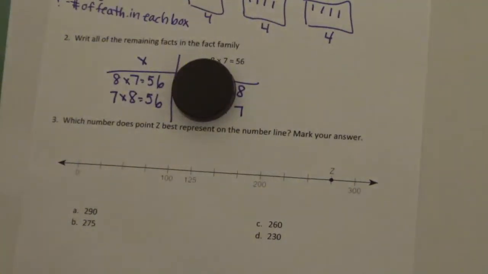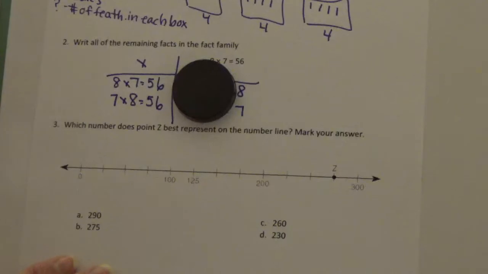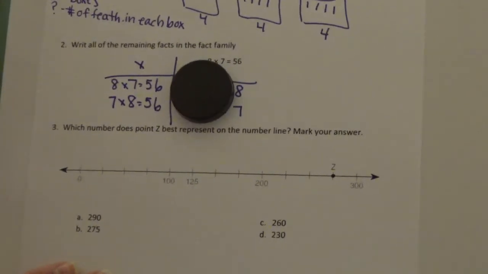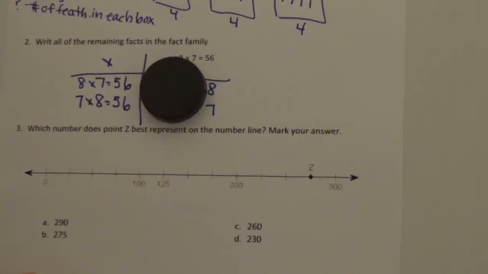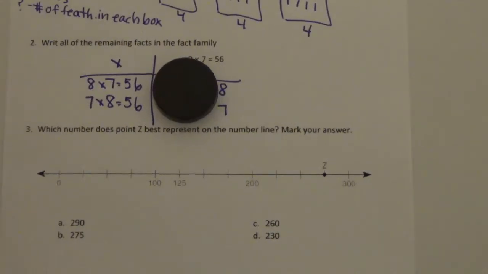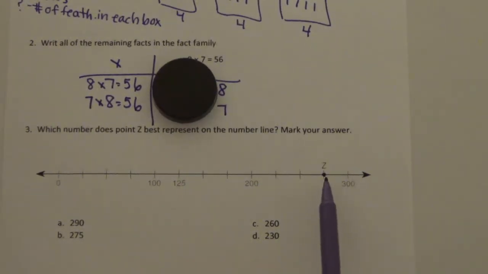Now, for those of you at home that are working on this, that do not have a copy of this in front of them, just take a look at mine up here on the screen. It says, which number does point Z best represent on this number line? Mark your answer. Point Z.